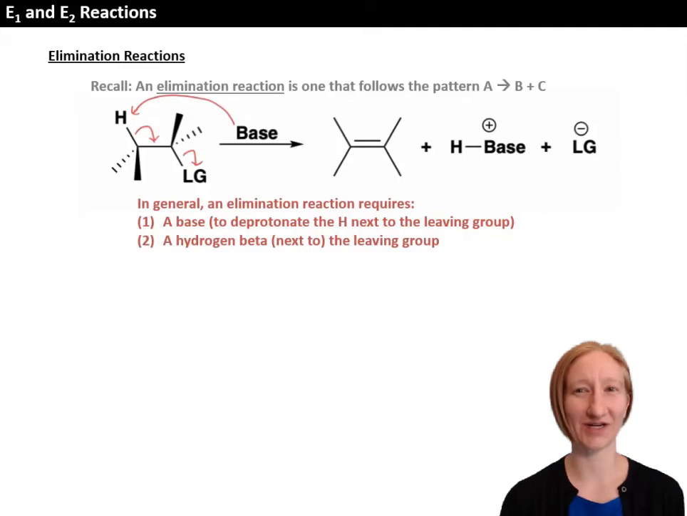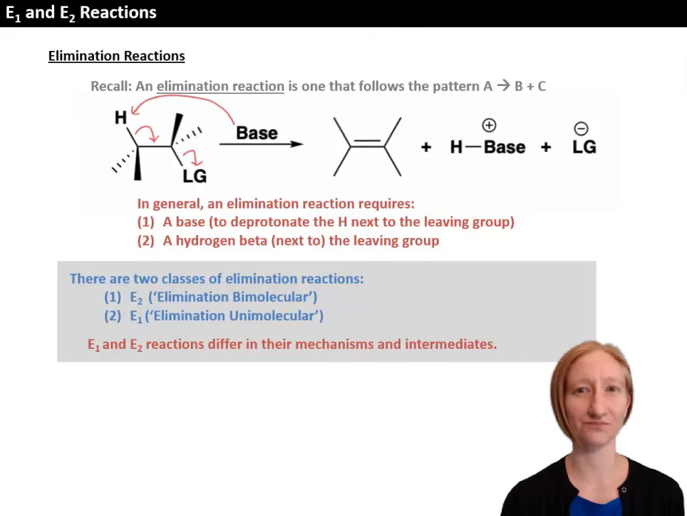These reactions can be categorized into two different classes, E2 and E1 pathways. And as we saw for substitution reactions, these two pathways differ in their mechanistic steps and their intermediates. In an E2 reaction, an elimination bimolecular, the three steps happen at the same time. In an E1 reaction, an elimination unimolecular, the leaving group leaves first, and then in a second step, the base deprotonates the hydrogen adjacent to the resulting carbocation. We'll look at both of these reactions in more detail now, starting with the E2 reactions.